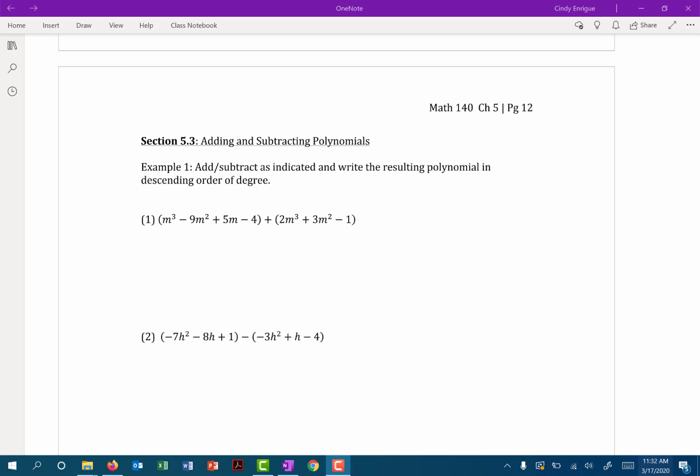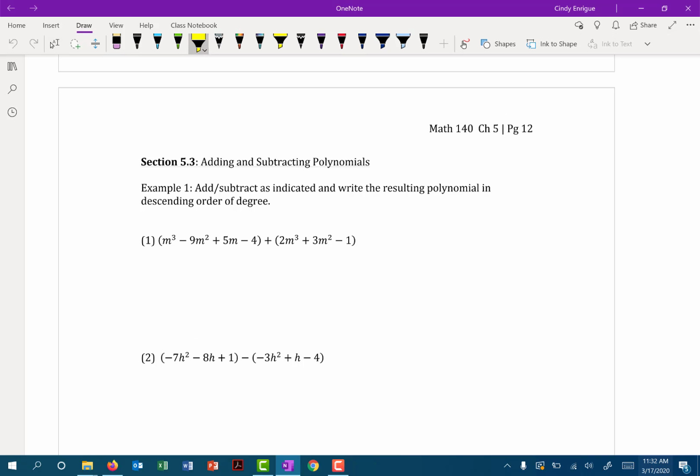We're going to start on page 12 of the guided lecture notes, and you should all have that on your Canvas page. We are adding and subtracting these polynomial terms, and we want to make sure that we write it in descending order. Last time we talked about descending order, and remember that meant from biggest degree to smallest, or biggest exponent to smallest. So that's what it means for it to be in descending order of degree.